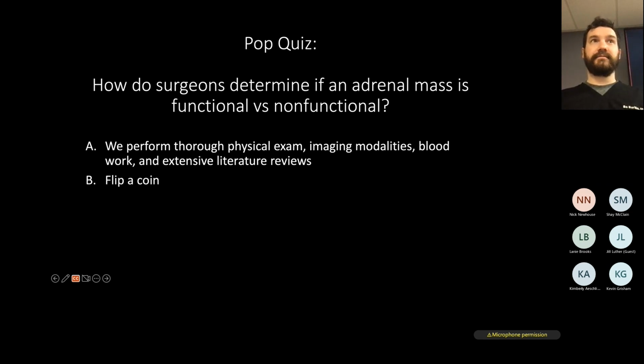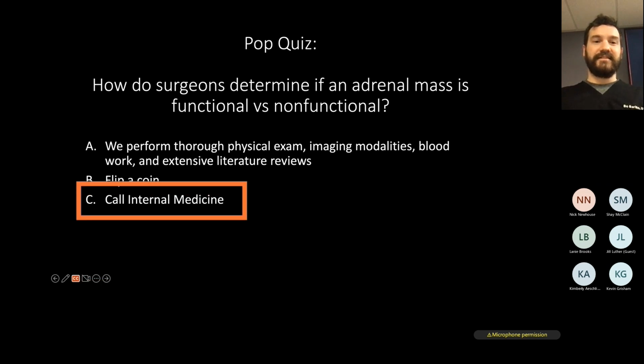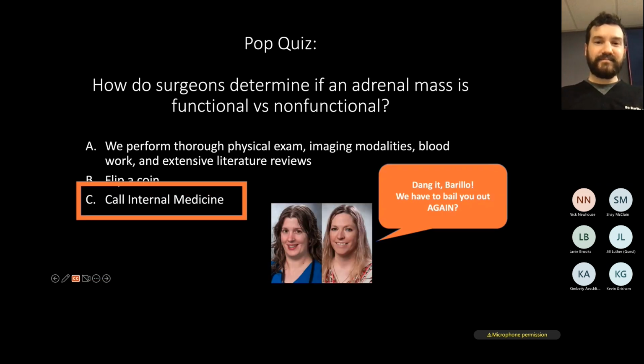Flip a coin. Maybe. Call internal medicine. It's the right answer. So medicine's bailing us out again.